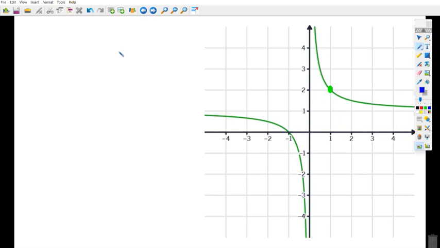Great, pause the video, see if you can do it by yourself quickly, and then we can go through it together. Alright, I assume you've paused it and done it.